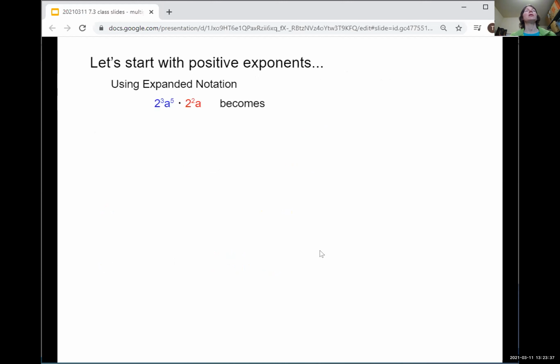And if we started with this problem, 2 to the 3rd times a to the 5th times 2 to the 2nd times a, if we put it into expanded notation, it would look like this. So you can see we have our 3 2's and our 5 a's times our 2 2's and our 1 a. Right? We have the same number of 2's as the exponent requires. They all line up. Now we can rewrite this, though. We could write this in a way that's more useful to us.